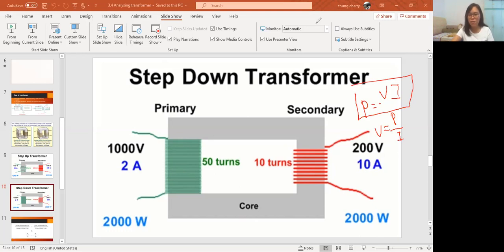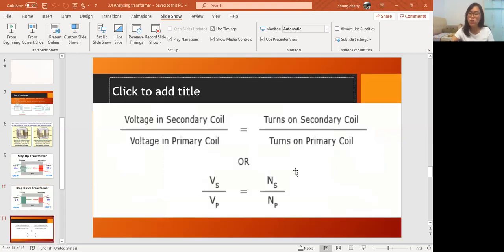Okay, so next, sometimes in transformer questions, they will ask you to find out the voltage in the secondary coil, the voltage in the primary coil, and maybe the number of turns at the primary coil and the secondary coil. So you will use this formula to find out the answer. Usually they will give you 3 values, then ask you to find the secondary voltage.